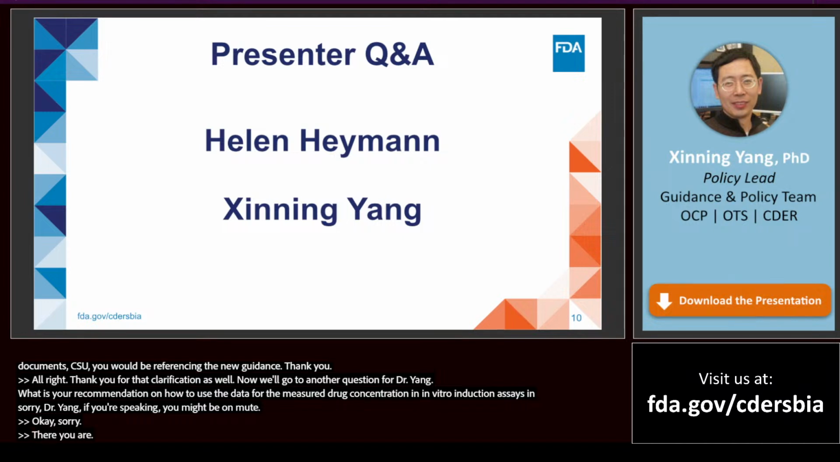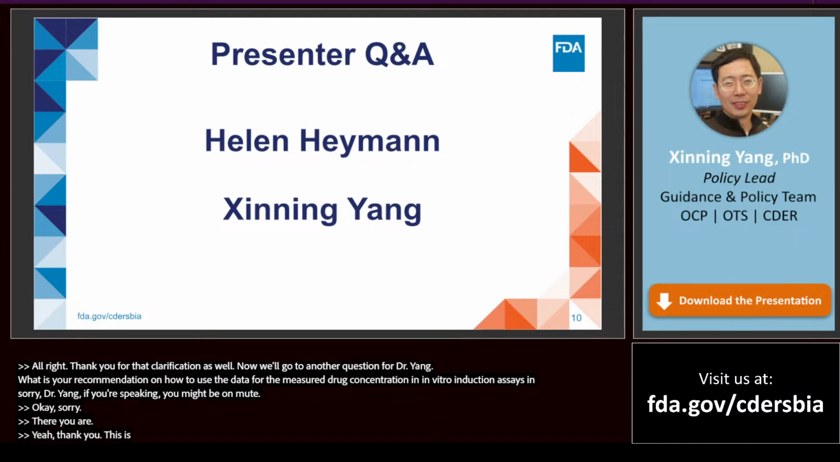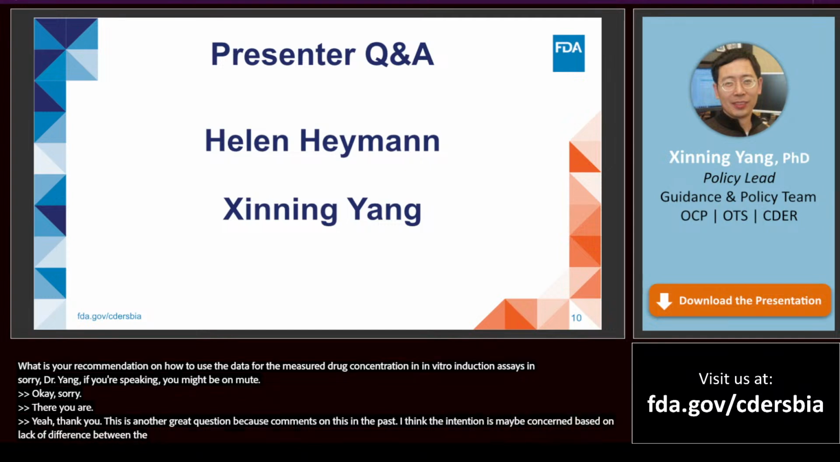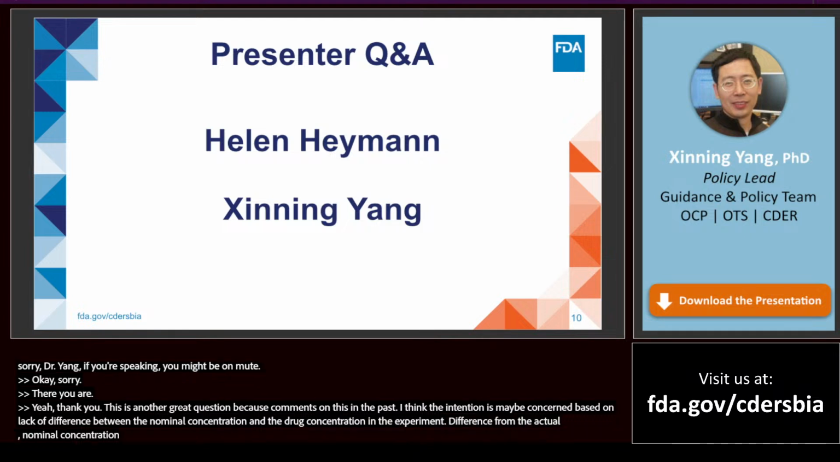Yeah, thank you. This is another great question. We got comments on this in the past. I think the intention is mainly concerned with a large difference between the nominal concentration and the drug concentration in the experiment. Because if there's a large difference from the actual concentration, and often we use a nominal concentration, right? So this could lead to under-predicted DDI potential.